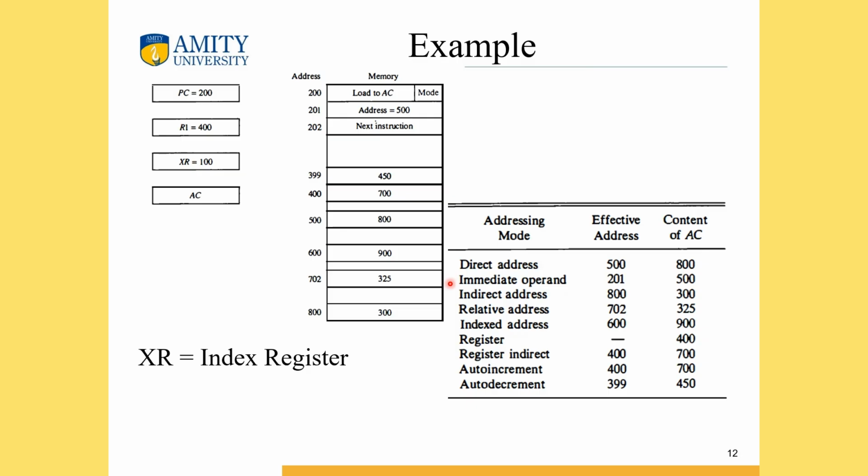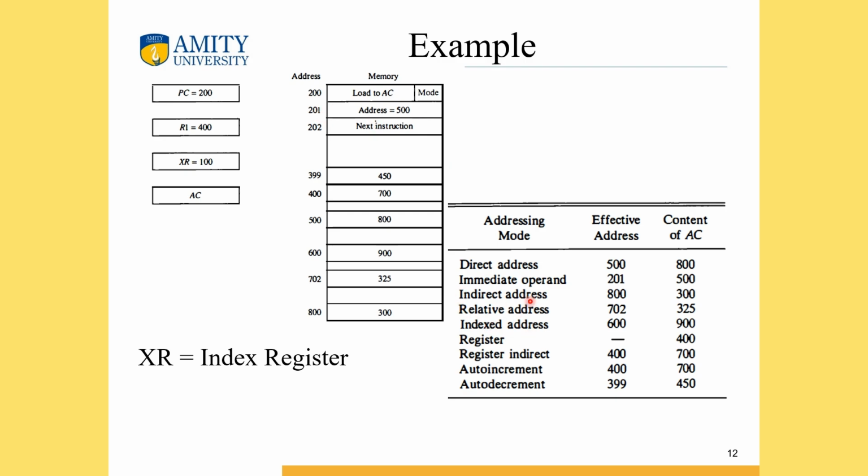Now when we have immediate operand, it gives us 201. So this is storing the address of the instruction. Okay, so we have 201 and the value is 500. It stores the operand itself. So the address equals 500. We had the address, and when we're pointing to 201, it gives us 500, which will be the operand used.